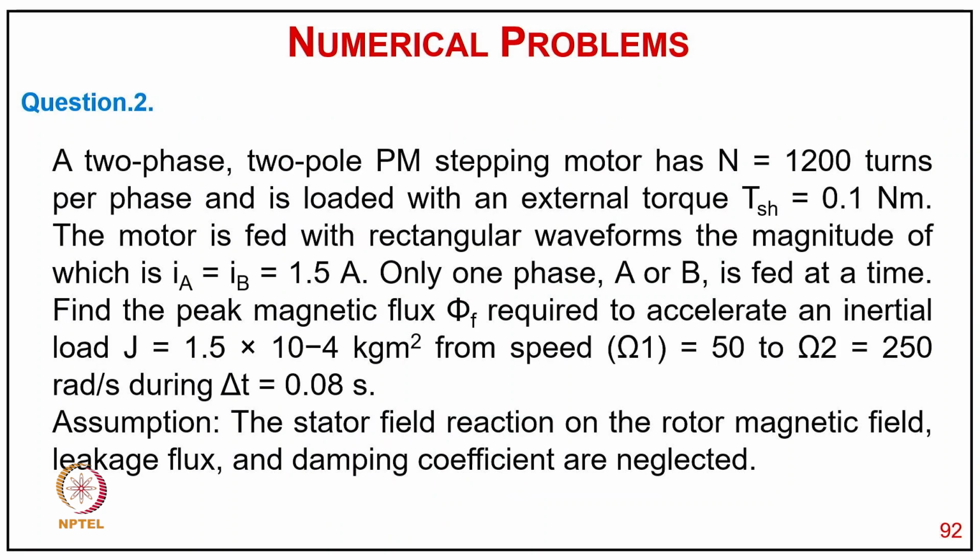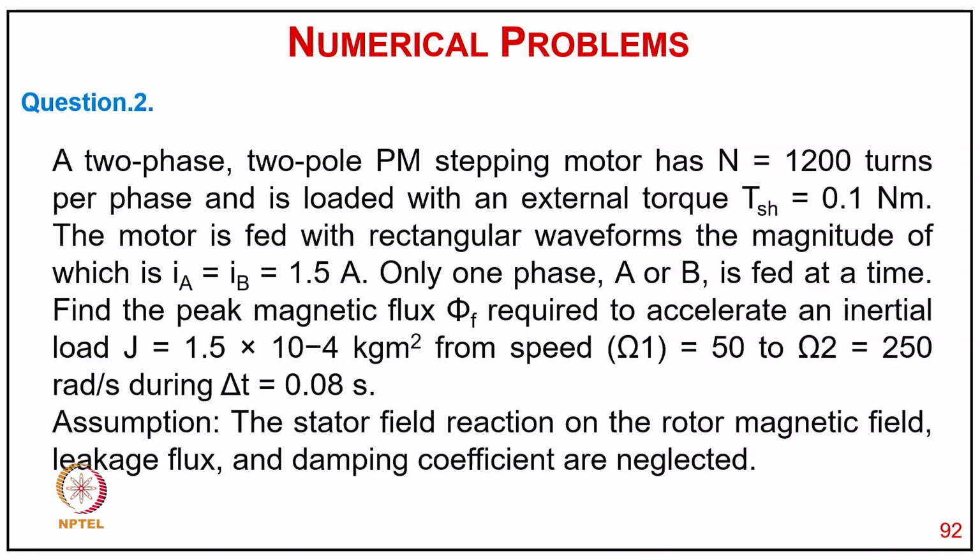Question 2: a two phase 2 pole PM stepper motor has N equal to 1200 turns per phase and is loaded with the external torque T shaft equal to 0.1 Newton meter. The motor is fed with a rectangular waveform of current magnitude I equal to IB equal to 1.5 ampere. Only one phase, A or B, is fed at a time. Find the peak magnetic flux phi F required to accelerate the inertial load J equal to 1.5 into 10 power minus 4 kg meter square from speed omega 1 equal to 50 to omega 2 equal to 250 radian per second during delta t equal to 0.08 second.